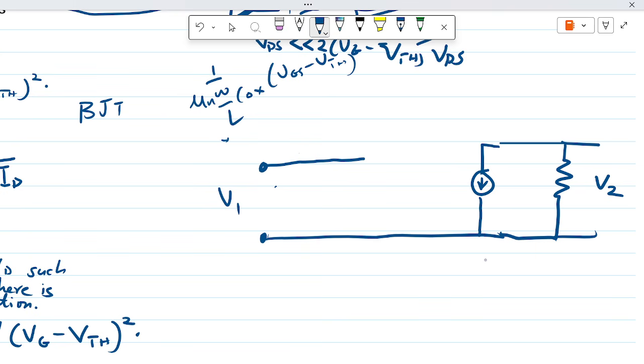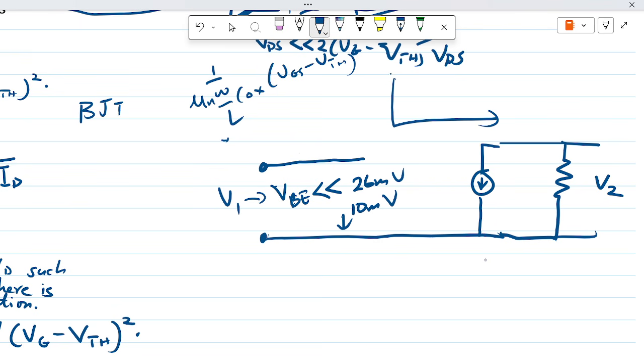But in BJT, we realize that within a very small window of voltage changes, where V1 is the VBE, so changes which are far less than 26 millivolts, something just below 10 millivolts, we could linearize the function of the BJT this way.